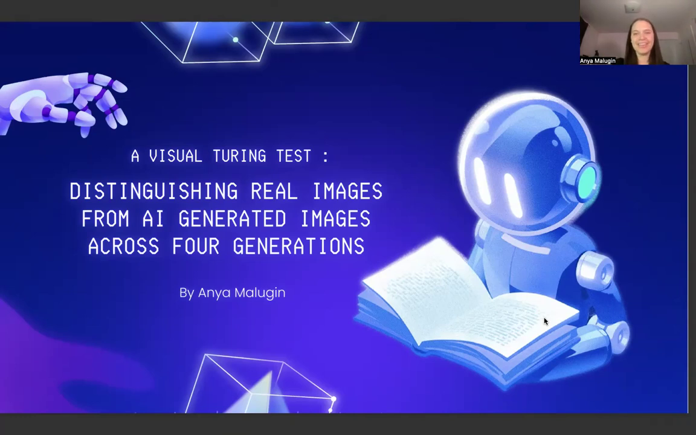Hello, I'm Anya Malugan, and for my final project, I created a digital object, which is a series of real photographs which I took, and the AI renditions of those photographs. So, the way that I created this project was I used Capwing's content editing platform, and they have a chatbot called Kai, and it functions very similar to ChatGPT.